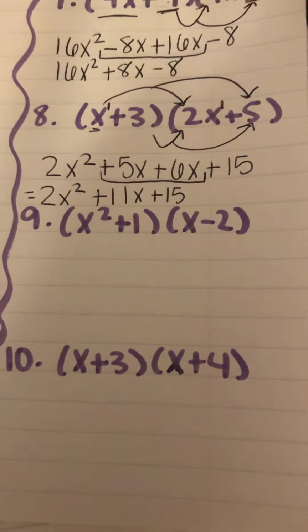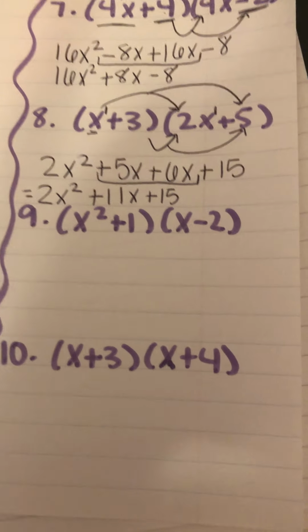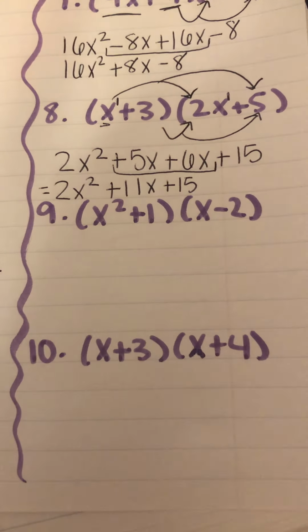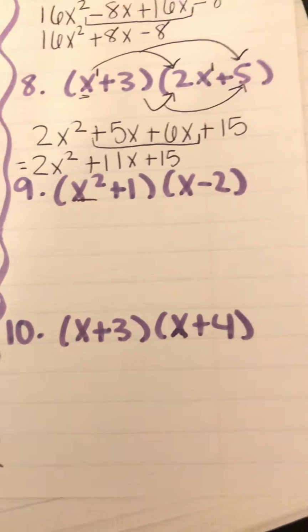Number 9, I have x squared plus 1 times the quantity x minus 2. I am going to look at my x squared term and I am going to distribute that twice. X squared times x, remember this is really x to the first. Add the exponent so you'll get x to the 3rd power. X squared times negative 2 is just going to be negative 2x squared.